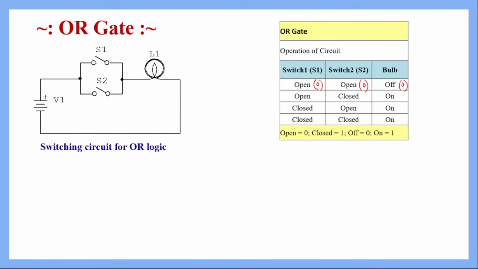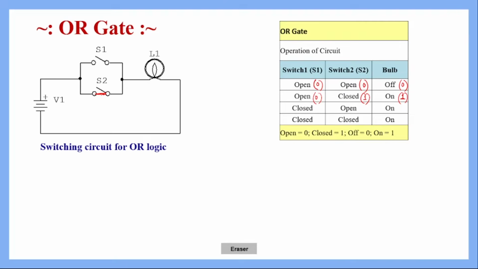Now suppose we close S2, the second switch. Since these switches are connected in parallel, if S2 is closed, then the circuit will get a closed path through this switch, and the current supplied by this voltage source will flow through this bulb, and the bulb will glow. So what we understand here is that when switch 2 is closed and switch 1 is still open, the bulb is glowing, and that means the output is at logical high level.